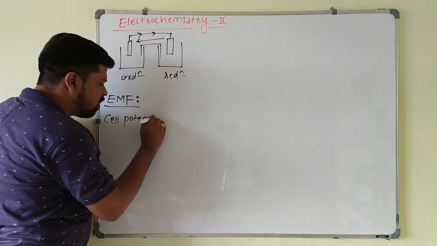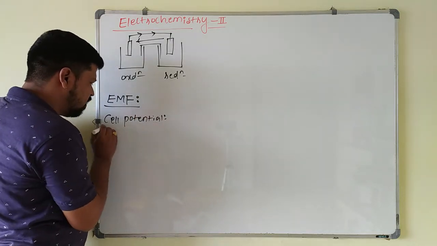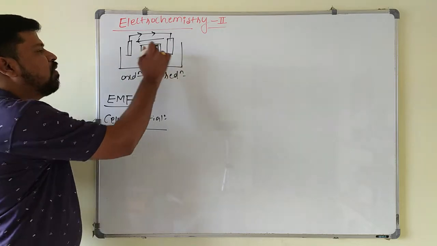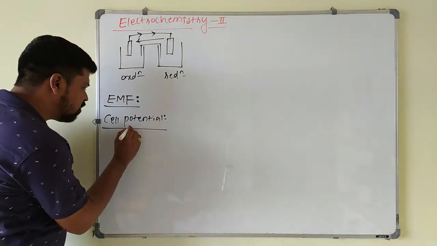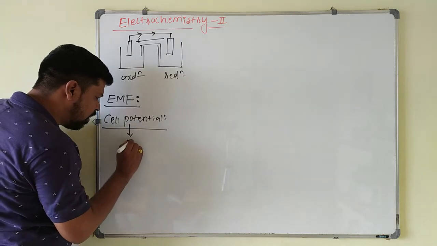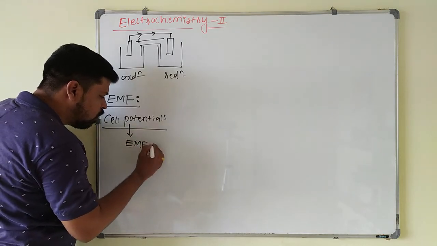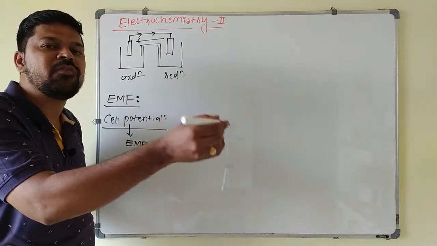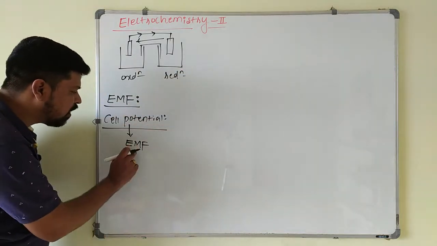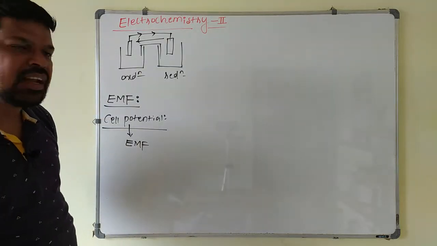What is cell potential here? The potential difference between the two electrodes of the galvanic cell, that is called cell potential. This cell potential is also taken as the EMF of the cell when no current is drawn from the cell.